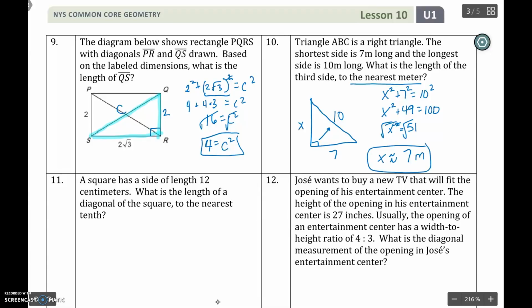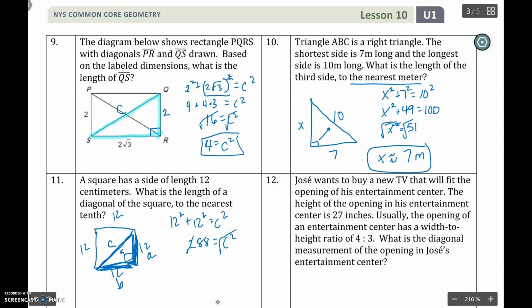Number 11. We have a square. We have a side of length 12. That means all the sides are 12. Terrible square. And what is the diagonal? So just draw 1 in, because they're only asking for a diagonal, and make your right triangle there. So remember, you have a right angle. Across from that would be C, and that's what we don't know. A and B would be both 12. So 12 squared plus 12 squared equals C squared would be 288 when you square them and add.